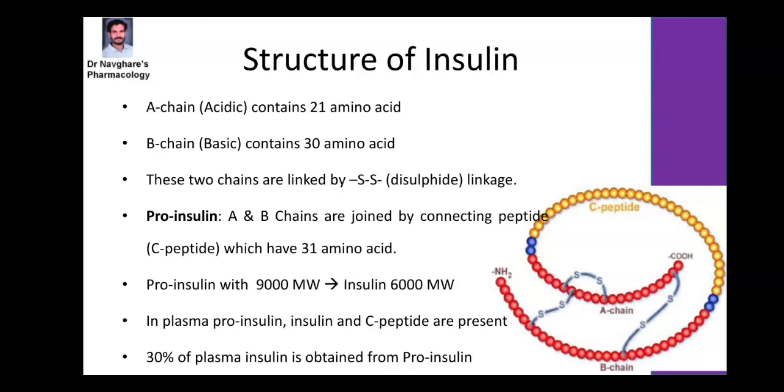In blood or in plasma, proinsulin, insulin and C peptide are present. 30% of plasma insulin is obtained from proinsulin. So sometimes the doctor may suggest identification of C peptide rather than insulin, because C peptide gives an exact value corresponding to that of insulin molecule. And these A chain and B chain are linked by disulfide linkage.